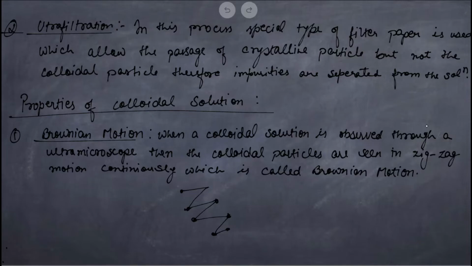Let us now talk about properties of colloidal solution. The first property is Brownian motion. When a colloidal solution is observed through an ultramicroscope, the colloidal particles are seen in continuous zigzag motion, which is called Brownian motion. This is the particle you see in the solution, and it keeps moving like this, and will not stay at one place, as you have seen in this figure.